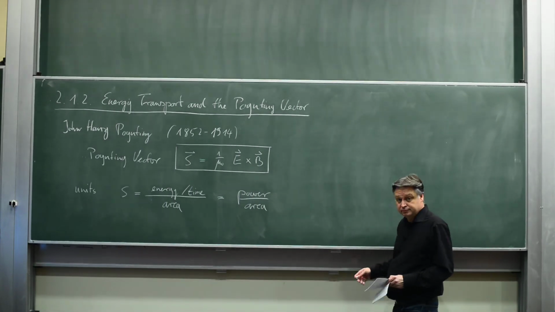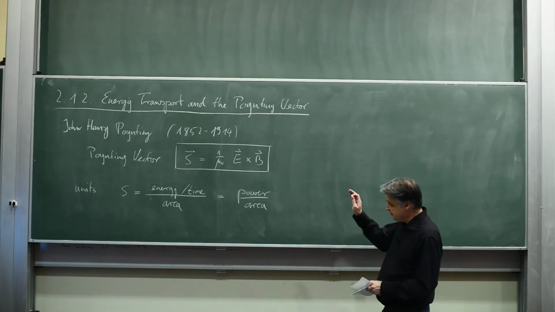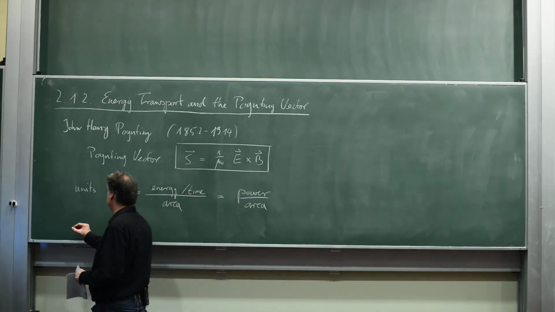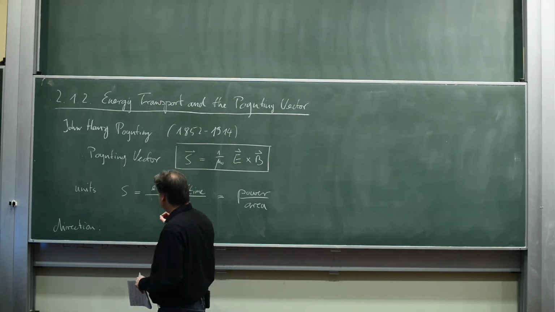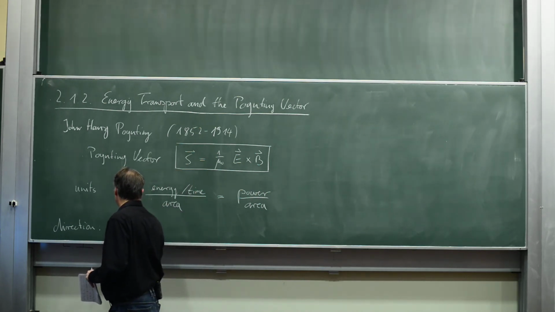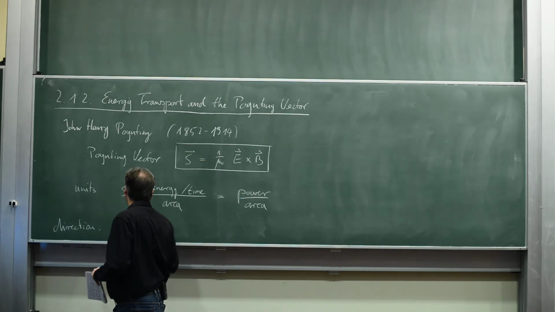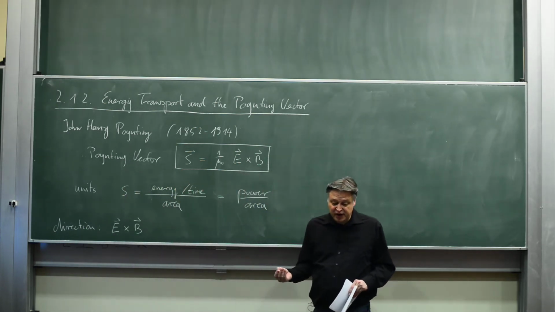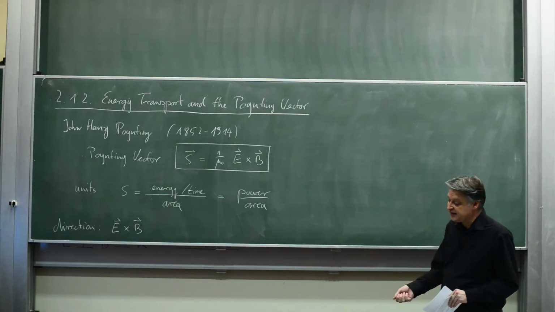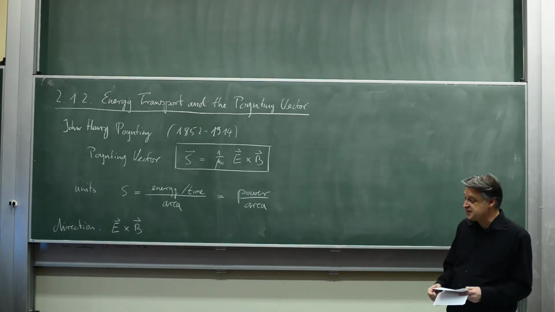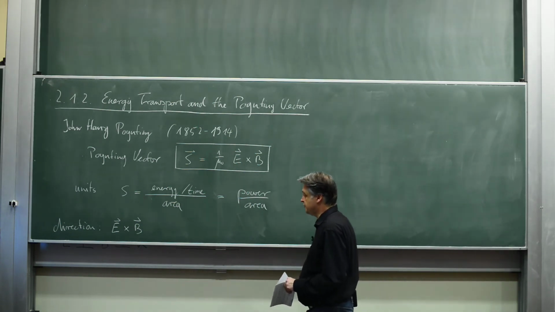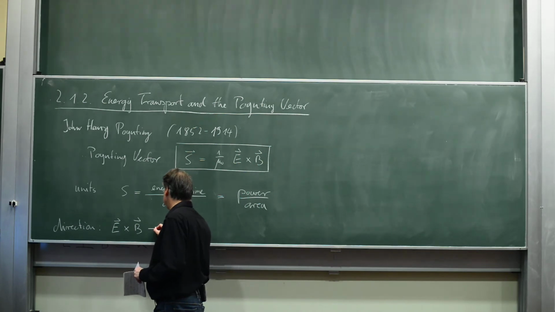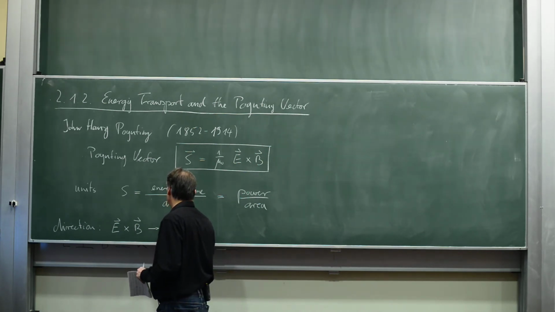That's the unit. What's the direction? A vector has a direction. E cross B. I just summarized that the electric field and the magnetic field are always perpendicular to each other and perpendicular to the propagation direction of light. So that gives you the propagation direction of light.